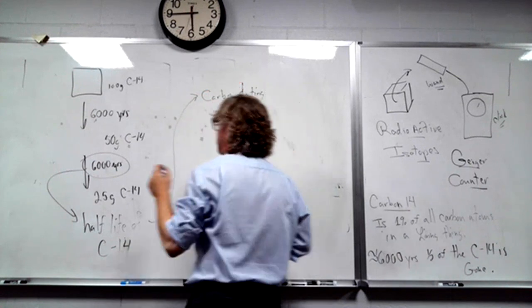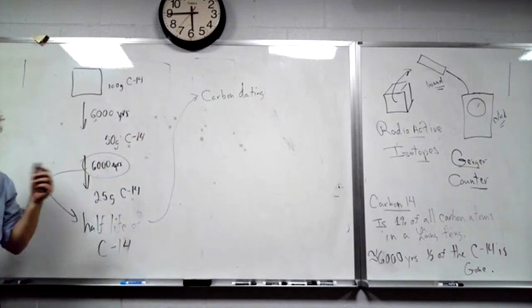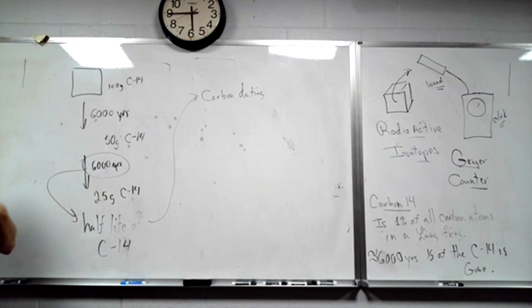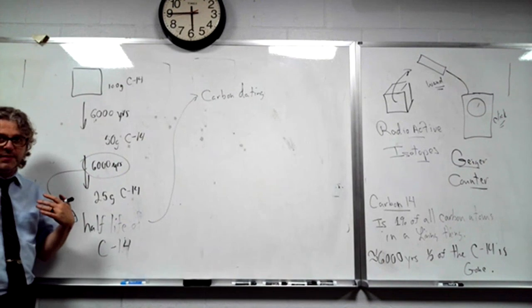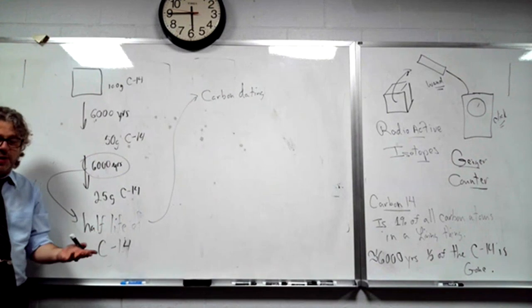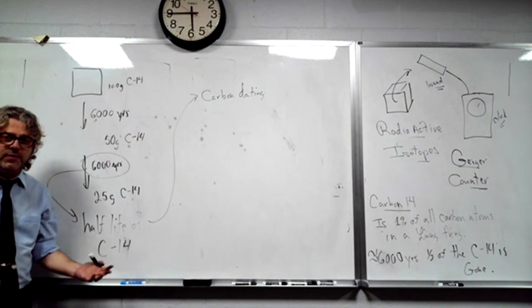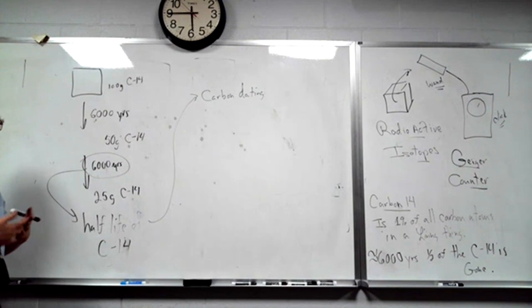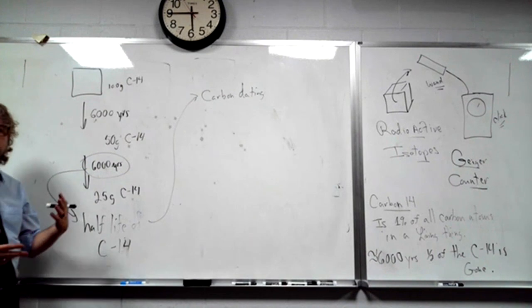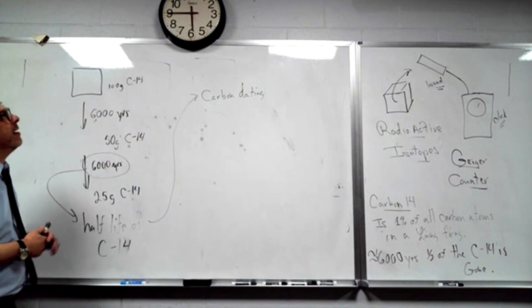A piece of cloth from 6,000 years ago is going to have 0.5% carbon-14 of all its carbons. From 12,000 years ago, it's going to have 0.25%. And when we measure it and we get 0.25, we say this piece of cloth was made from a plant that lived 12,000 years ago. You can date bones. How old is the oldest man that we find in a bone? Well, we could date it that way.